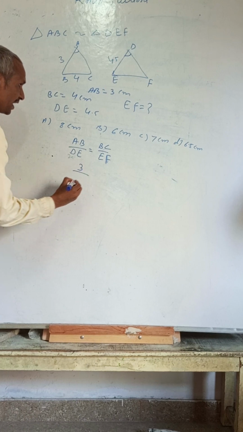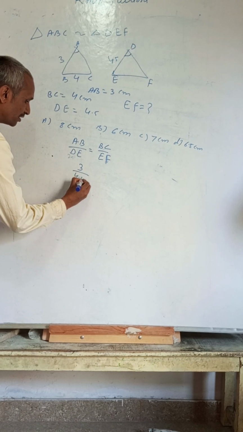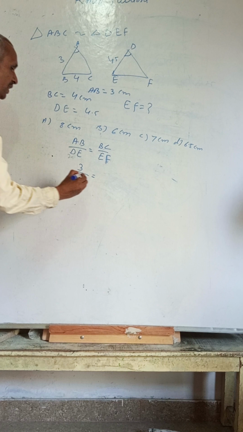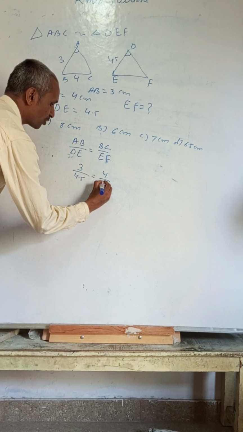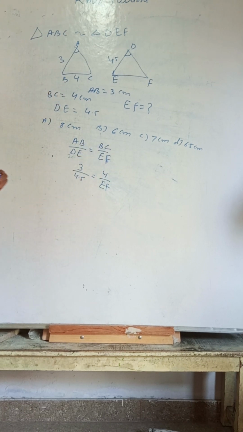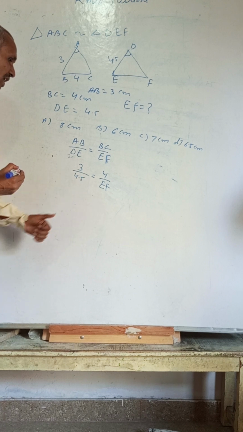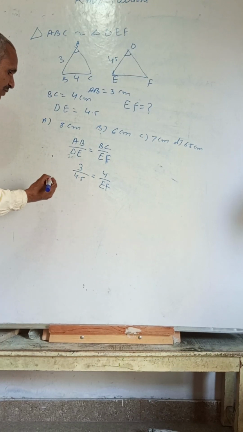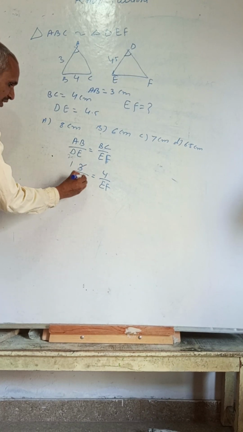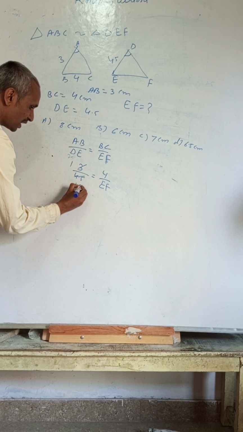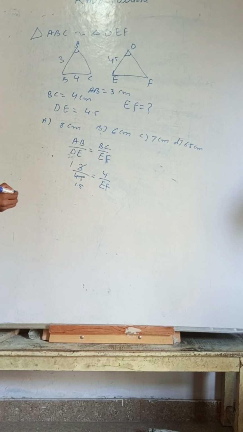Now AB how much is given? 3 is given. DE how much is given? 4.5. BC how much is given? 4. And we are going to find the EF only. So if we are cross multiplying it, otherwise we can cancel also. 3 ones are 3 and 3 1.5s are 4.5, so we can cancel also.